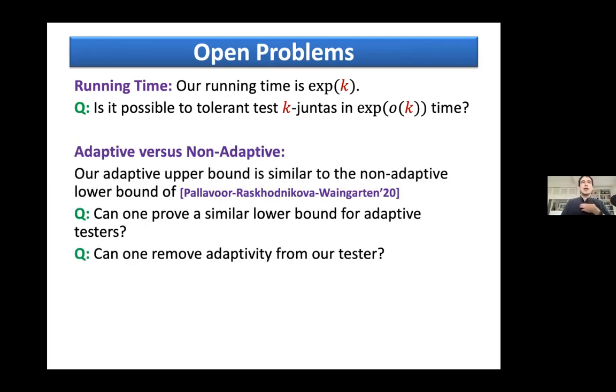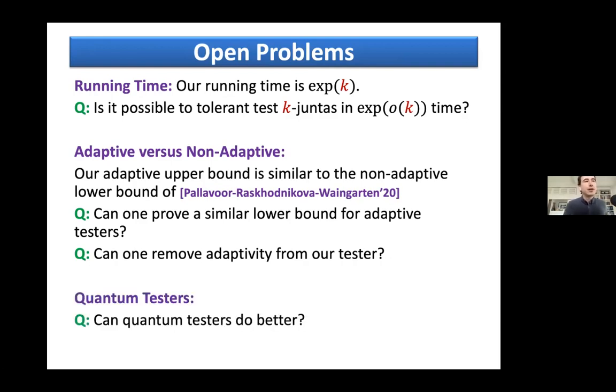The second question is about adaptive versus non-adaptive testers. An intriguing fact is that our upper bound was exponential in square root k, and the non-adaptive lower bound of PRW was also exponential in square root k. But of course, there's a mismatch. Our tester is adaptive, their lower bound is for non-adaptive testers. So two natural open questions: can you improve the lower bound to work for adaptive testers? And can you improve the upper bound to not use adaptivity? Okay, so these are two interesting follow-up questions.